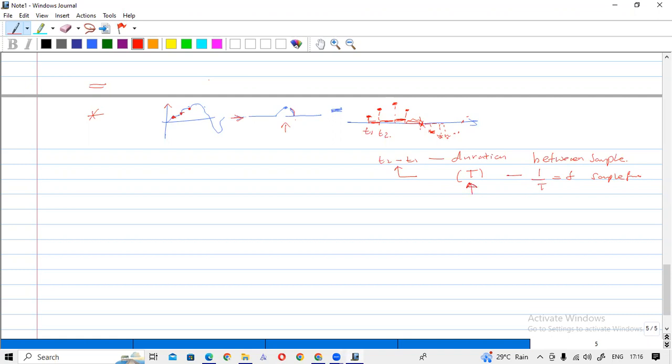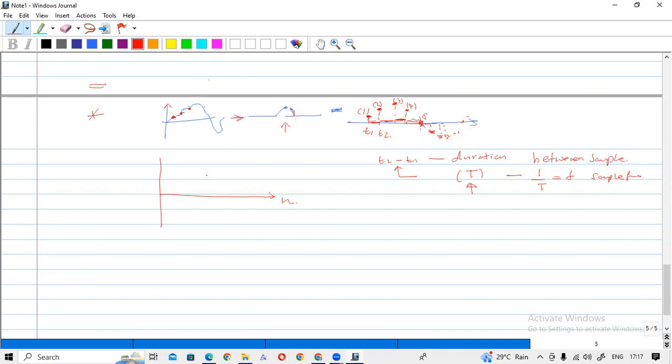So this is the time between two samples. Now when we are representing these signals, we are not using the time, but we are using the sample number. Then we are using n. So we take this sample as the first sample, this is the second sample, this is the third sample, this is the fourth sample, this is the fifth sample, like this.